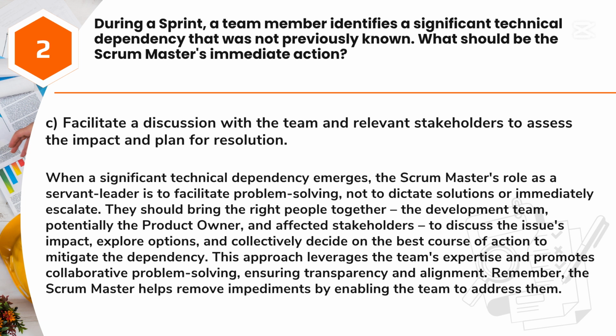They should bring the right people together, the development team, potentially the product owner, and affected stakeholders, to discuss the issue's impact, explore options, and collectively decide on the best course of action to mitigate the dependency. This approach leverages the team's expertise and promotes collaborative problem solving, ensuring transparency and alignment. Remember, the Scrum Master helps remove impediments by enabling the team to address them.